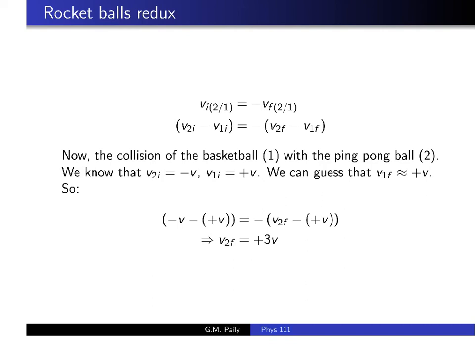So we see that these relative velocity relations here can allow us to very quickly get through the calculation, assuming we know one of the final velocities. That is, in this case, we knew the final velocity of the basketball hadn't changed very much, and similarly in the previous calculation we assumed that the final velocity of the earth hadn't changed very much. And with those bits of information, we were able to quickly derive the approximate final velocities of the other objects.